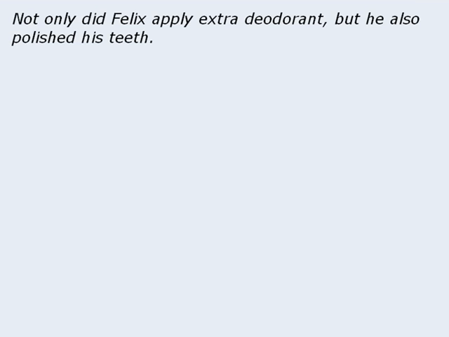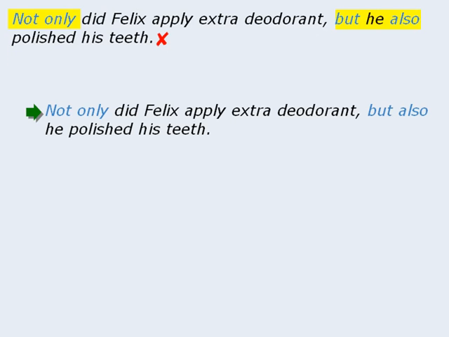Not only did Felix apply extra deodorant, but he also polished his teeth. In this sentence, we have the not only but also correlative pair, which means the part after not only must be parallel to the part after but also. In this example, the two parts are not parallel. In fact, the correlative pair itself is broken. The first part of the pair is not only, but the second part of the pair is but he also. Now for starters, we could change the sentence to read, not only did Felix apply extra deodorant, but also he polished his teeth. But this sentence still lacks parallelism.